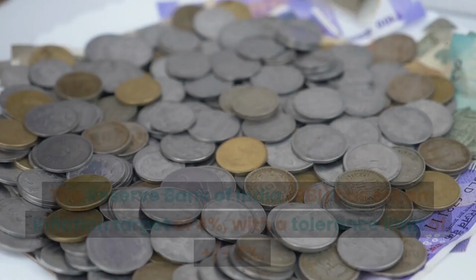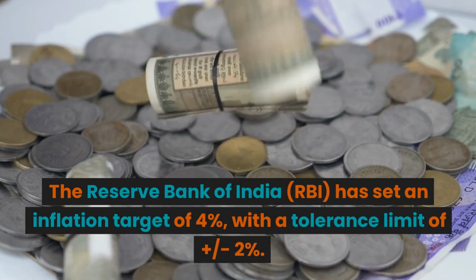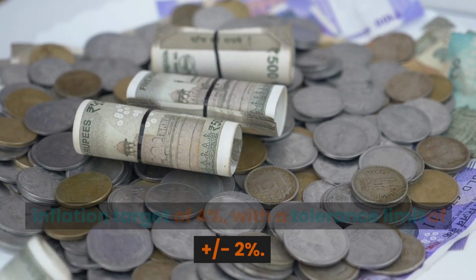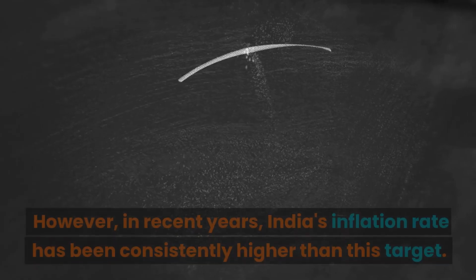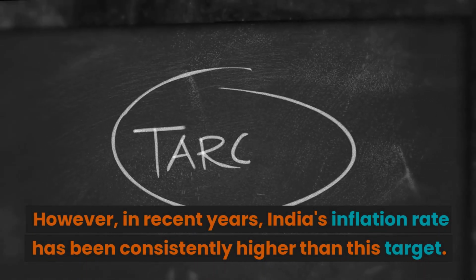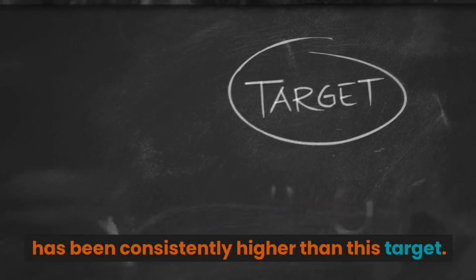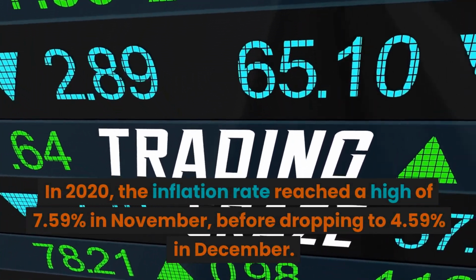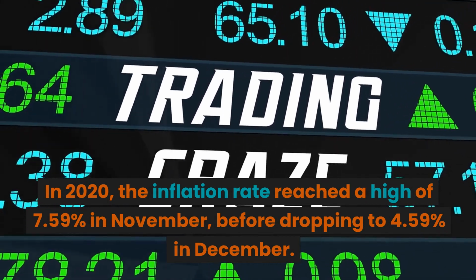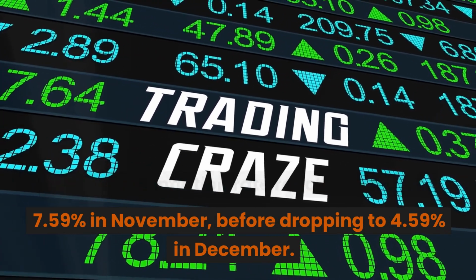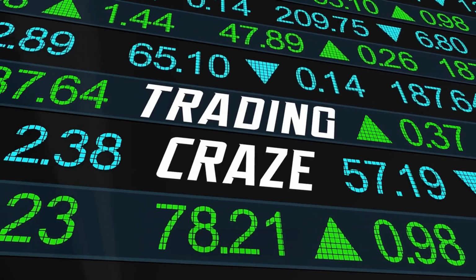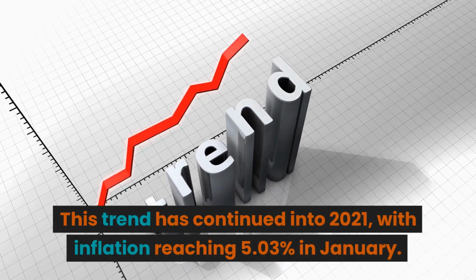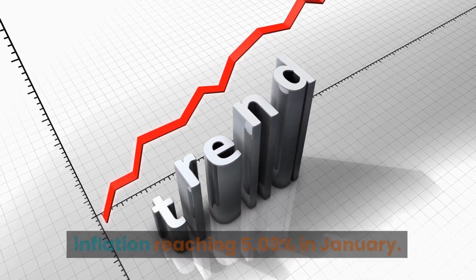The Reserve Bank of India, RBI, has set an inflation target of 4%, with a tolerance limit of plus or minus 2%. However, in recent years, India's inflation rate has been consistently higher than this target. In 2020, the inflation rate reached a high of 7.59% in November, before dropping to 4.59% in December. This trend has continued into 2021, with inflation reaching 5.03% in January.